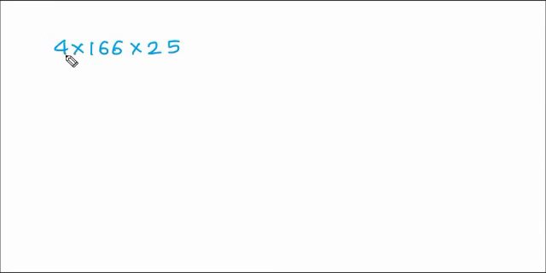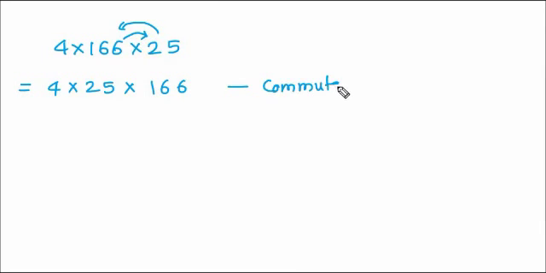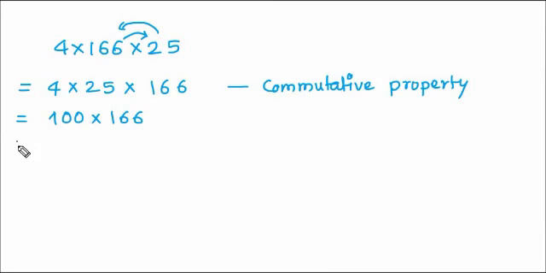Again, we see here 4 and 25. Multiplication of 4 and 25 is 100. So we want them close. So what we do is 4 into 25 into 166. We have physically interchanged them. 25 we have taken this side, 166 we have taken here. So we are using the commutative property. 100 into 166 is 166 as it is, and these two zeros.